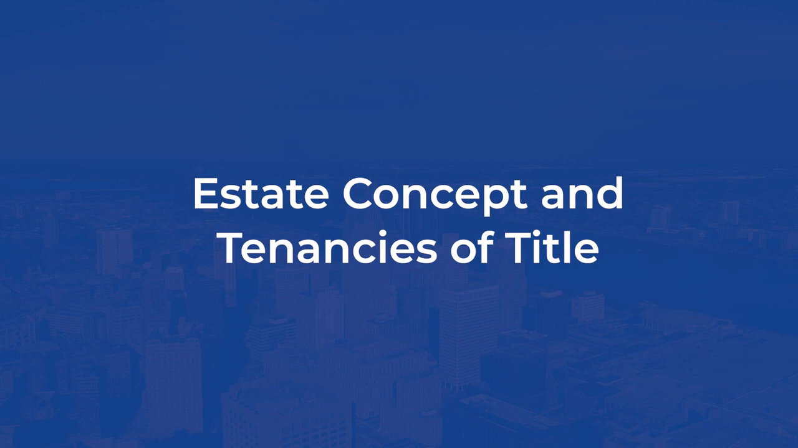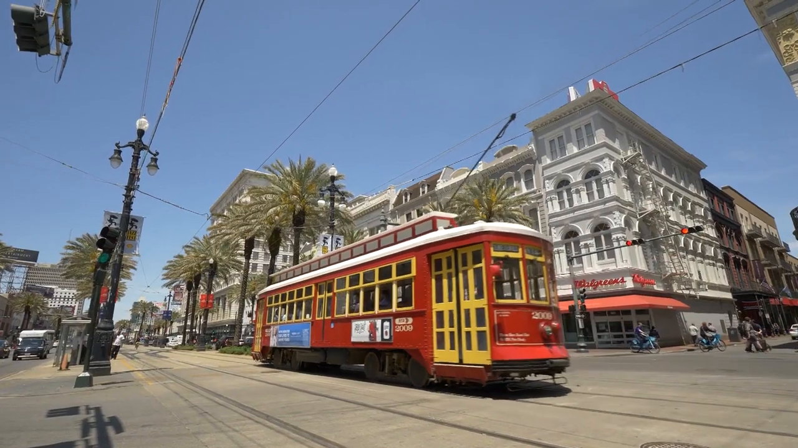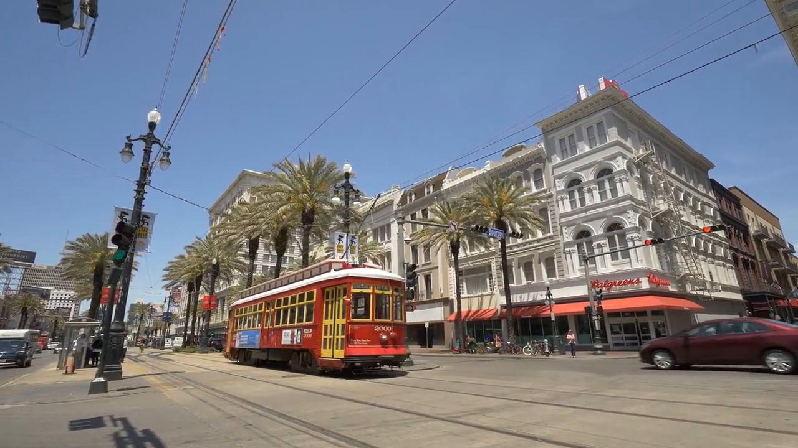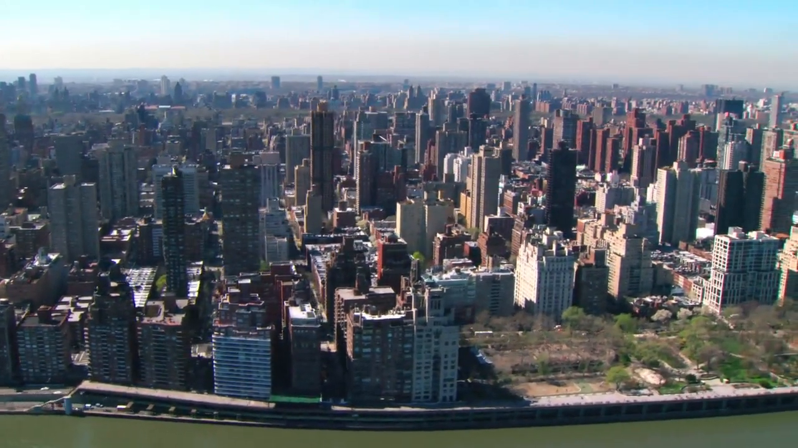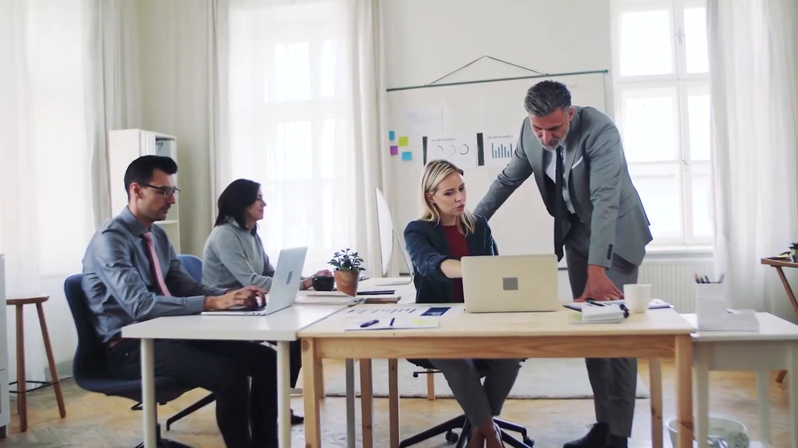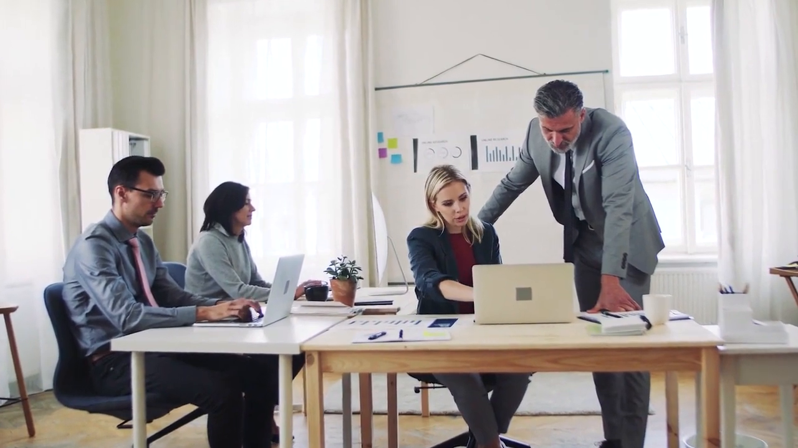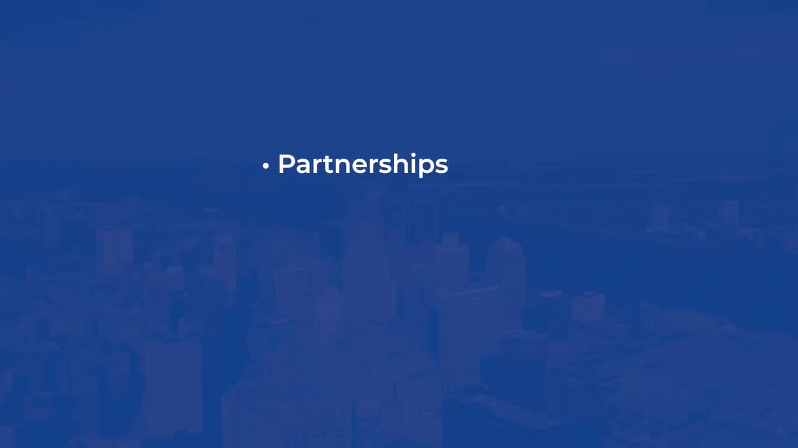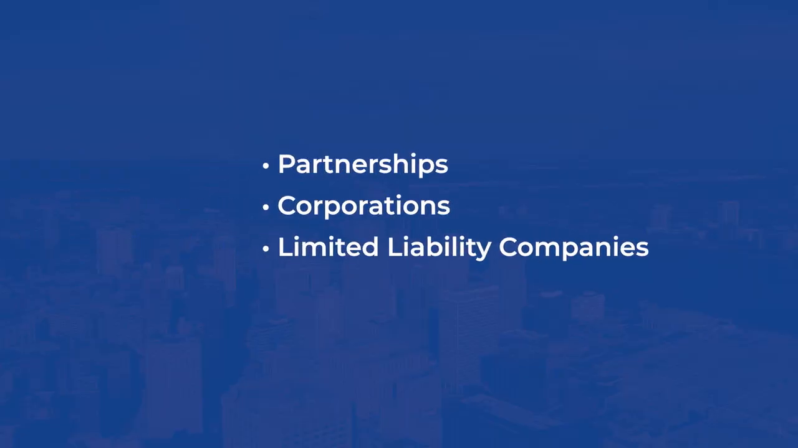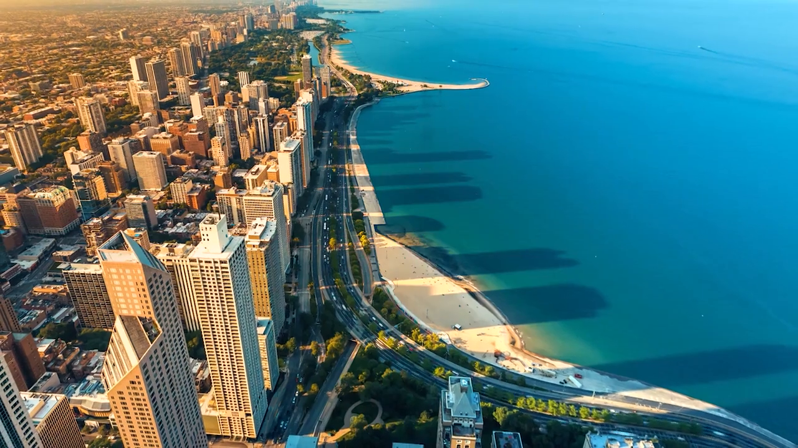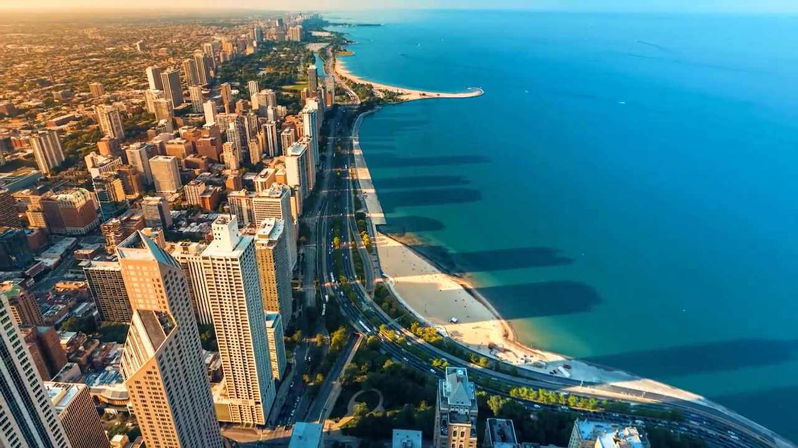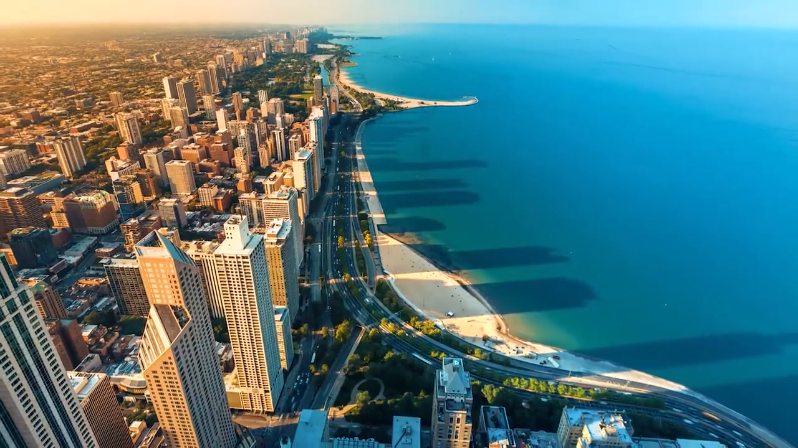In this class, we'll be discussing the estate concept and tenancies of title. We'll begin by talking about the concept of the estate. We'll cover the nature of the estate and the different forms the estate can take. From there, we'll look at organizations that can hold estates, including partnerships, corporations, and limited liability companies. To close, we'll talk about the specific way that Michigan handles the estate and tenancies of title.